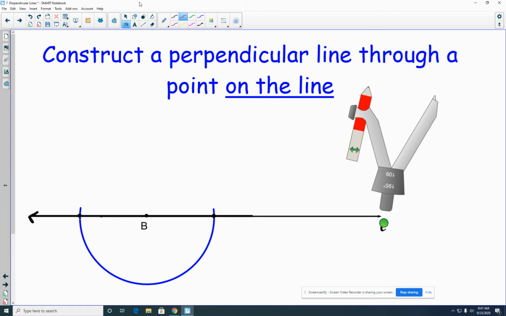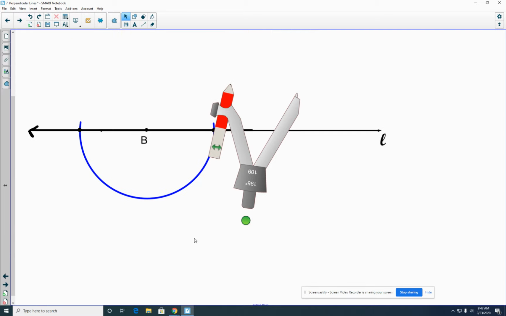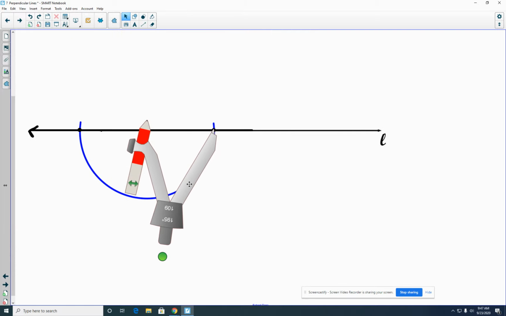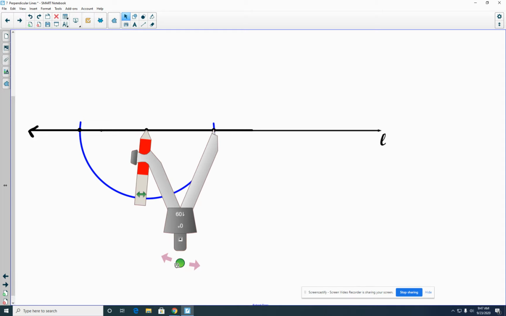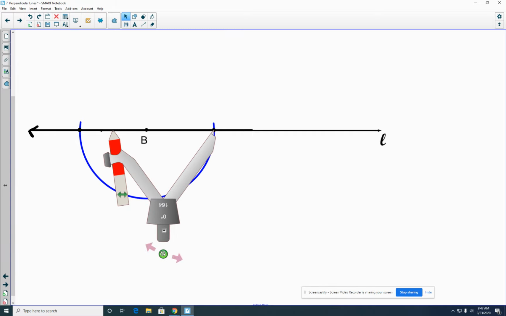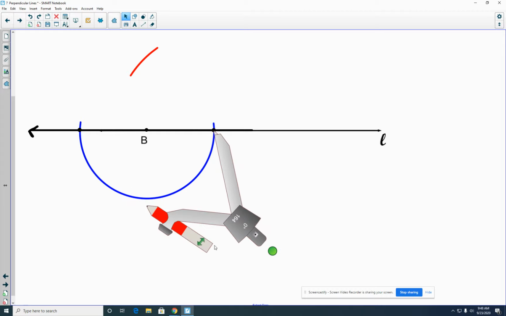Now I have to just do my perpendicular bisector construction. But here's the difference. Since the point is on the line, I actually need to make my arcs above and below. That's the only difference here. So I'm going to go needle on one endpoint. Okay? And at this point, you have to change the compass width because it has to be more than halfway. So I'm going to open it up to go above and below.